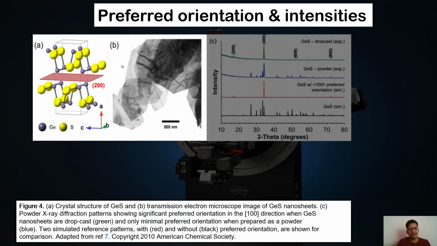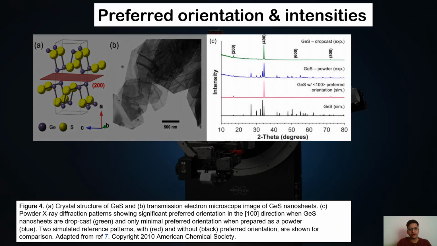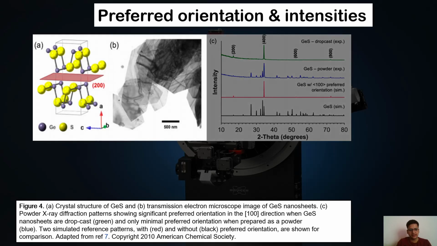What is happening over here? You can see picture A shows that the preferred one is 200. B is a normal TEM, not high resolution, but it's a bright field, right? The background is bright, so it is a bright field TEM image. The C, let's talk about the C.